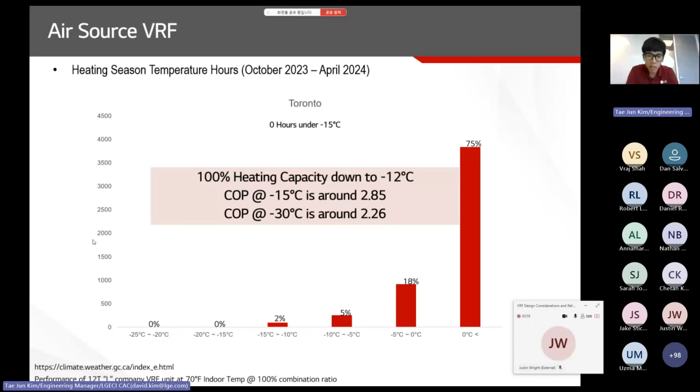Not only that, regarding the COP at minus 15 C, many people are like, okay, in order to provide that heating capacity, our COP is going to be significantly less. Yes, it is going to be less than the rated condition, but still it is a lot efficient. So the COP at minus 15 C is around 2.85 for the 12-ton system that I've used as an example. And the same system at minus 30 C is still showing 2.26 COP. So it is a lot efficient even at the low ambient condition.